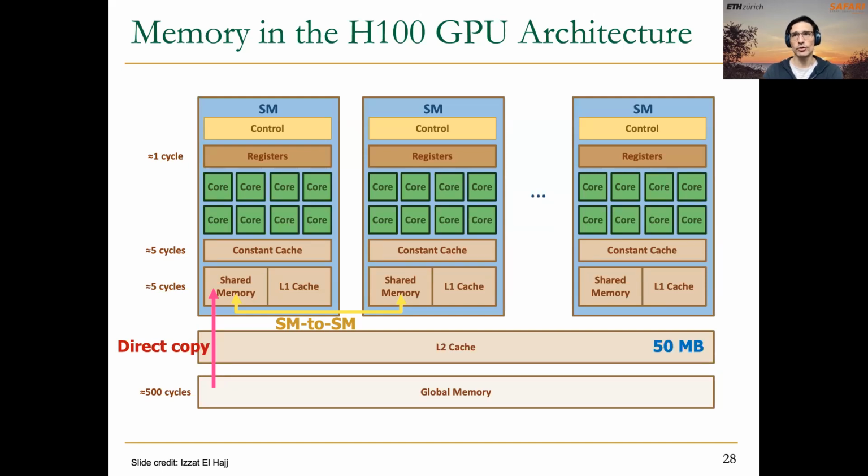To give you a few more interesting numbers, the size of the L2 cache is 50 megabytes, and the size of the global memory is expected to be up to 80 gigabytes. So it's essentially twice as large as the global memory of the previous A100 architecture. And also the bandwidth of this global memory has greatly increased to up to 3 terabytes per second, which is really very large bandwidth.